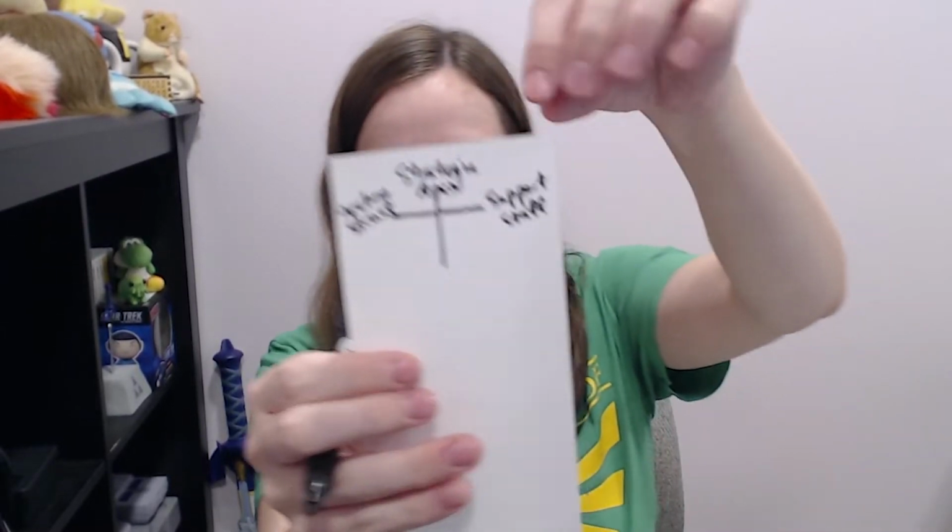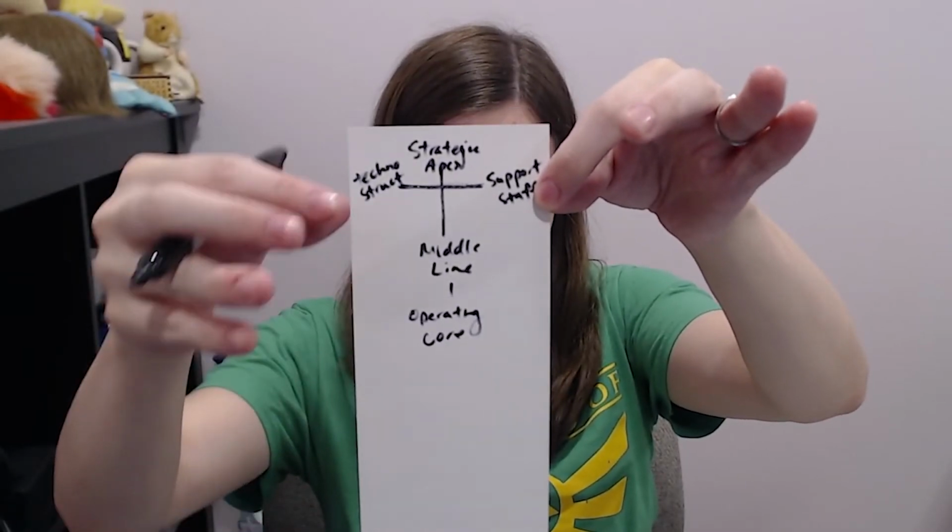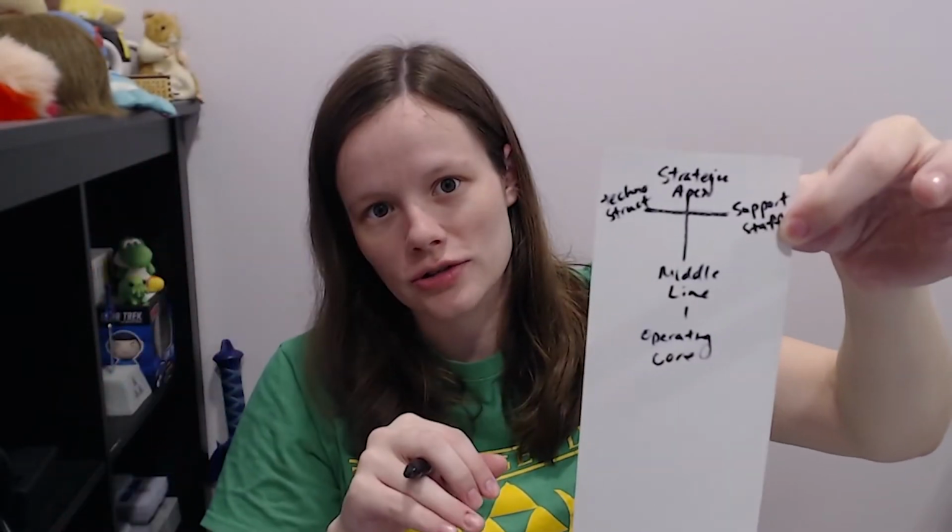And then on the other side, there's the support staff. I'm writing it right here. So there's your support staff. And then underneath that, you've got the middle line. Right there. And then underneath the middle line, you have the operating core. Okay? So that's generally what the organization looks like.